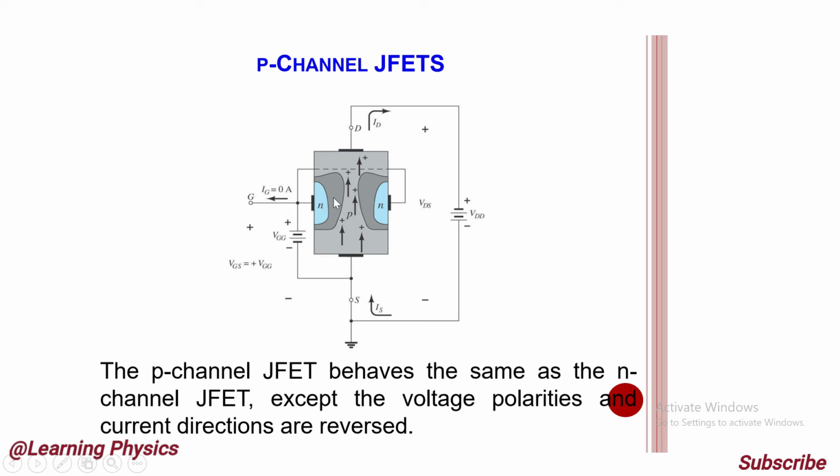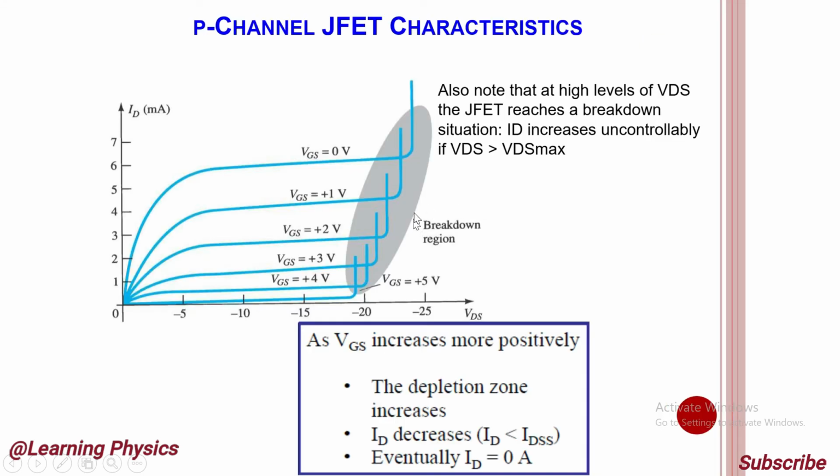Then the electrons from this channel are attracted towards the gate, and here also the minority charge carriers travel towards the gate and the thickness of the depletion region increases. The P channel JFET behaves the same as the N channel, except the voltage polarities and current direction are reversed. And here we can see the transfer characteristics.